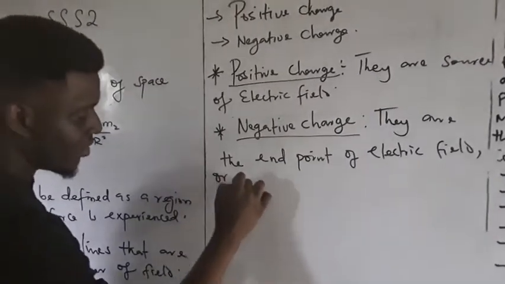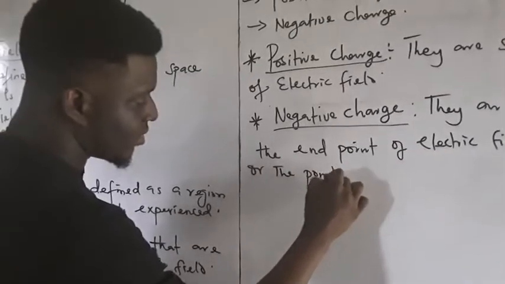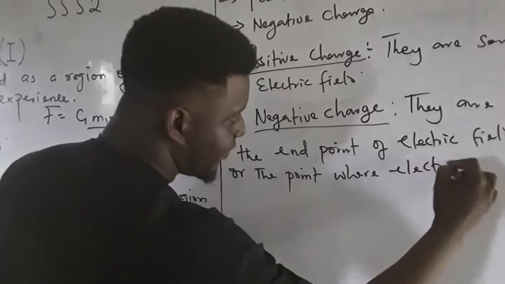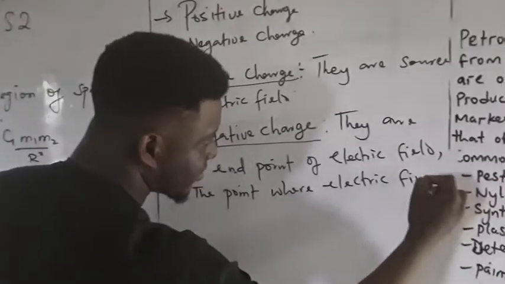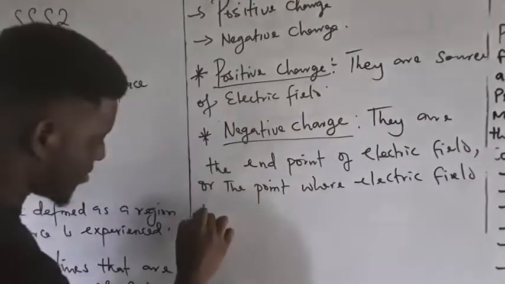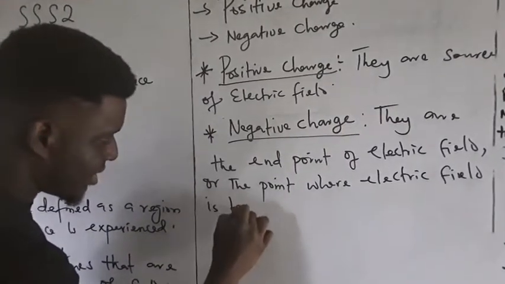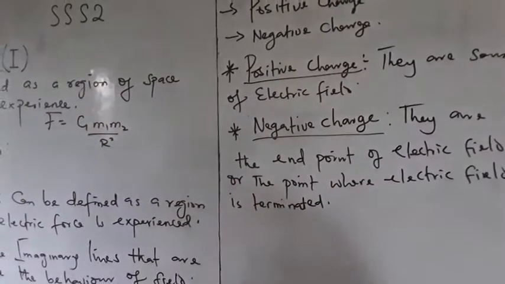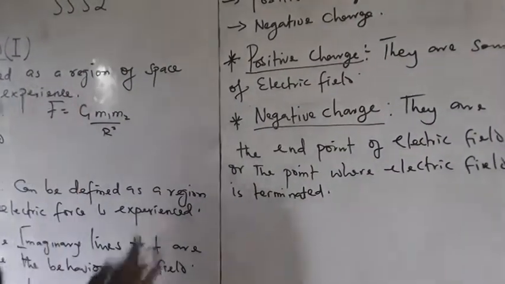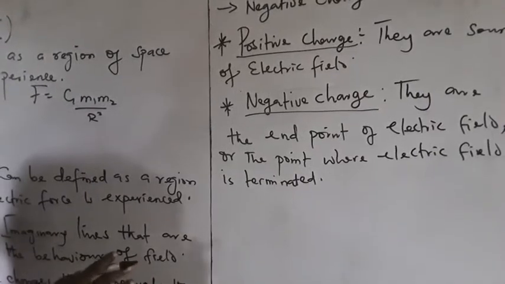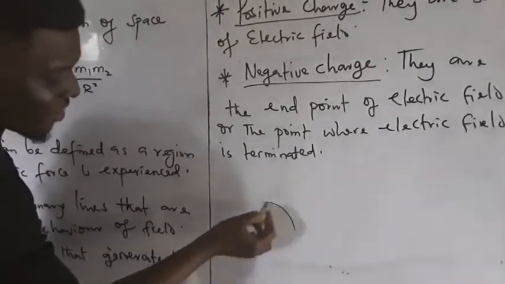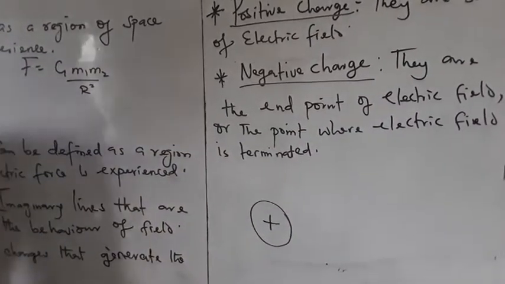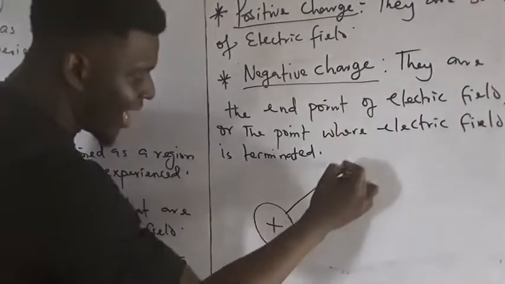Or the point where electric field is terminated. As simple as that. You don't need to cram. Now let me just draw a little diagram to illustrate what I'm talking about. Now you have a positive charge. From your mathematics, you know this.